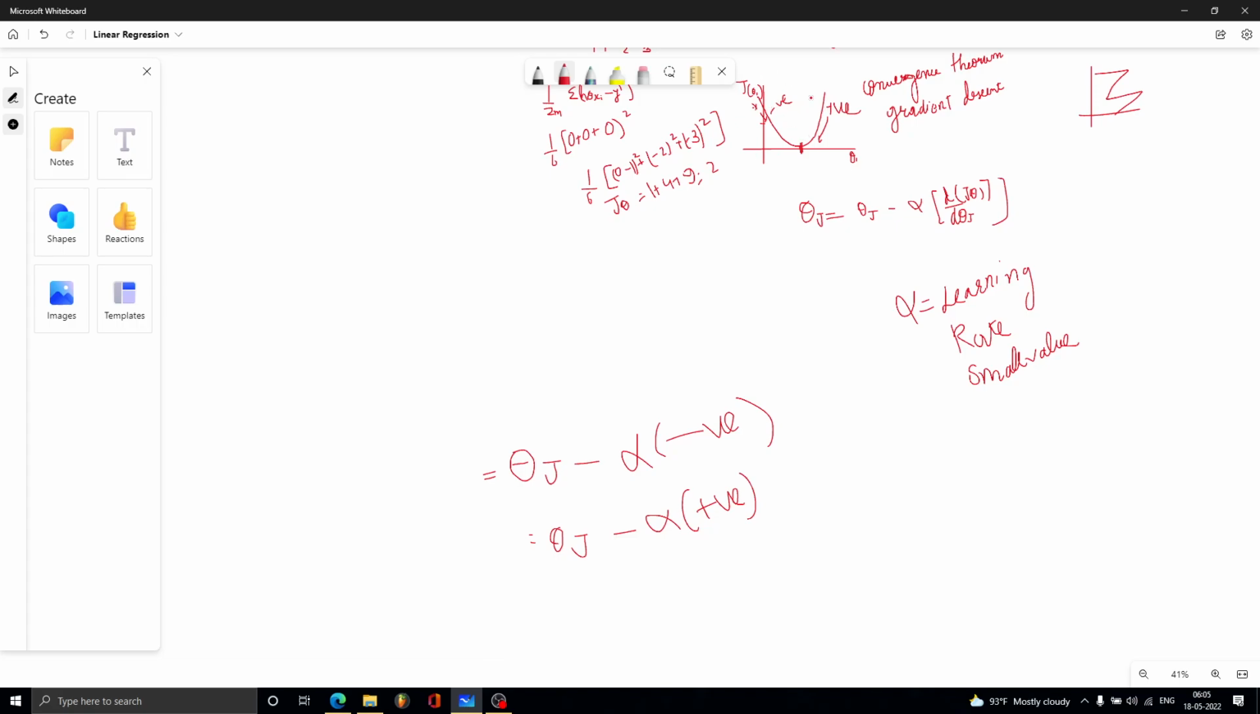Once we reach this global minima, we are able to find our best optimal theta 1 value, and then we can substitute it with the m value, and we will get our best fit line, which will have all the actual points very close to it. So this is linear regression.